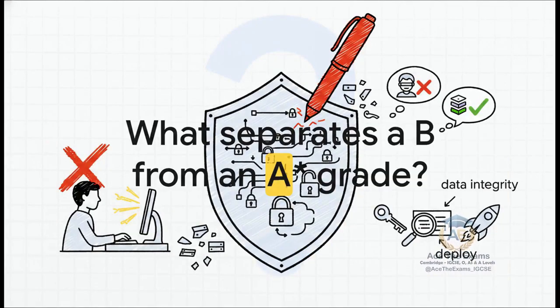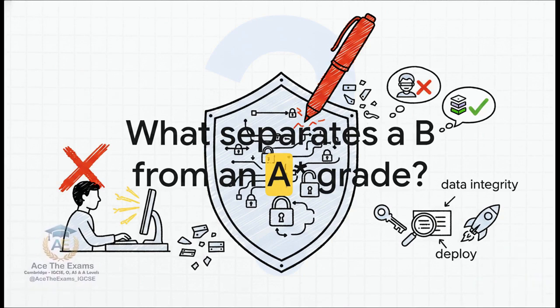So, what is the exact difference between a B and an A-star grade? Well, the senior examiner explicitly confirms that the difference between an average, possible B grade, and that top-tier A-star success almost always comes down to mastering one specific battlefield. Topic 6.1, Data Security, Privacy, and Integrity. This is where the red pen hits the absolute hardest.